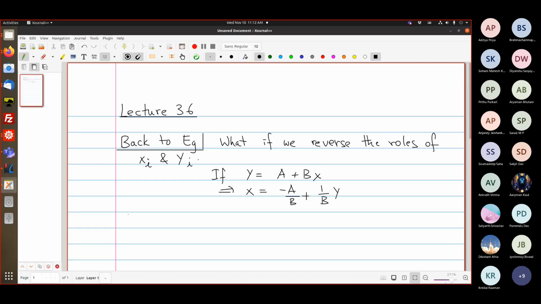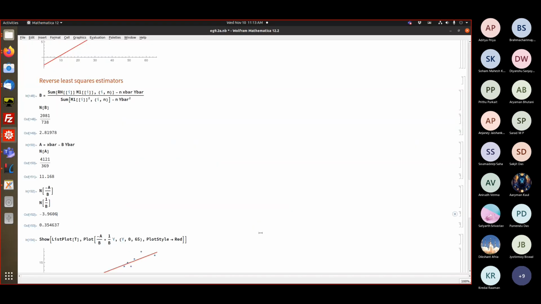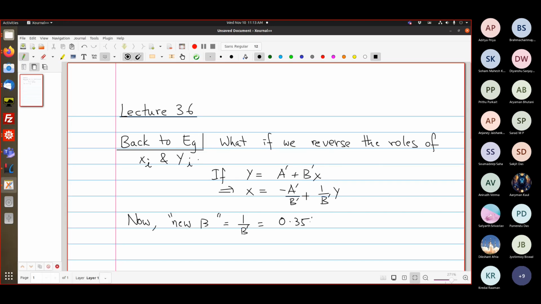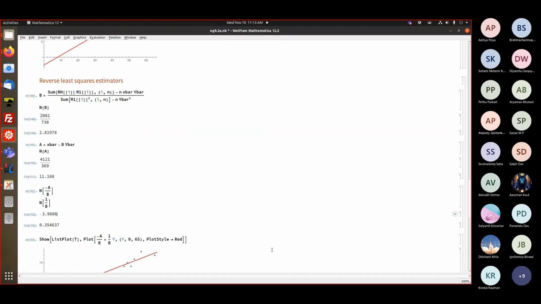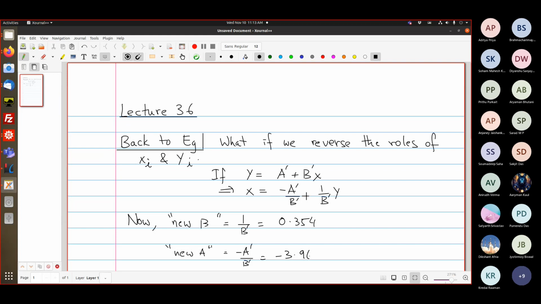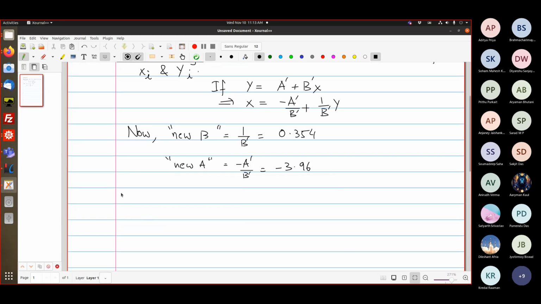Okay, so now the new b, maybe I'll call it b prime, is 0.354, and the new a, which is minus a prime by b prime, is minus 3.96, which is different.